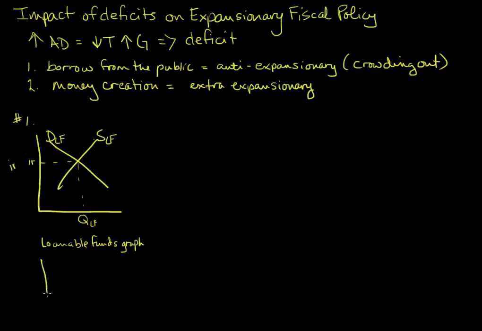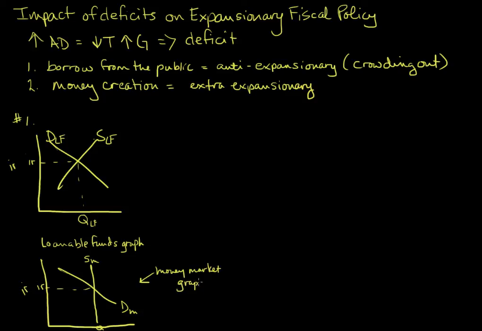Another graph that we can use is a money market graph. We have the supply of money, we have the demand for money down here. Is the quantity, I'm running out of space. Over here, interest rates, and the intersection of supply and demand for money sets interest rates. So this graph here is a money market graph.